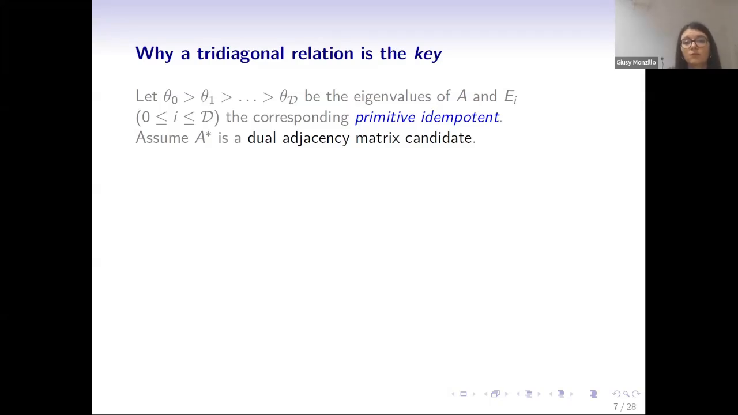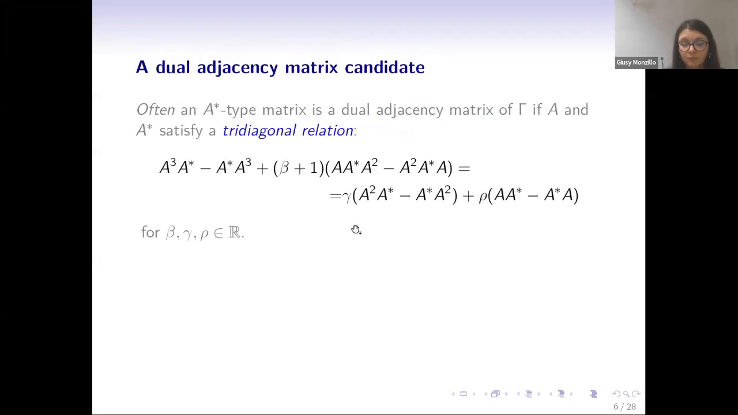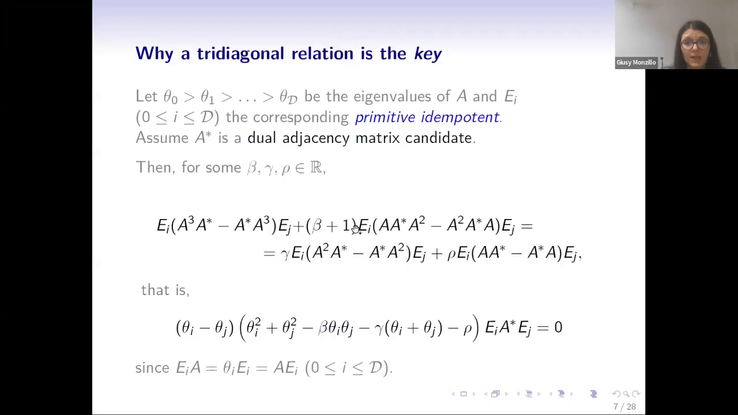And assume that A star is a dual adjacency matrix candidate. So it means that we have this relation here. Again, we have this idempotence. And then, of course, we can do the following: multiply this on the left-hand side and right-hand side, respectively, by E_i and E_j. And this is what we get, the second equation. So we can factor out this term, and we get an expression involving the eigenvalues, as well as beta, gamma, rho.